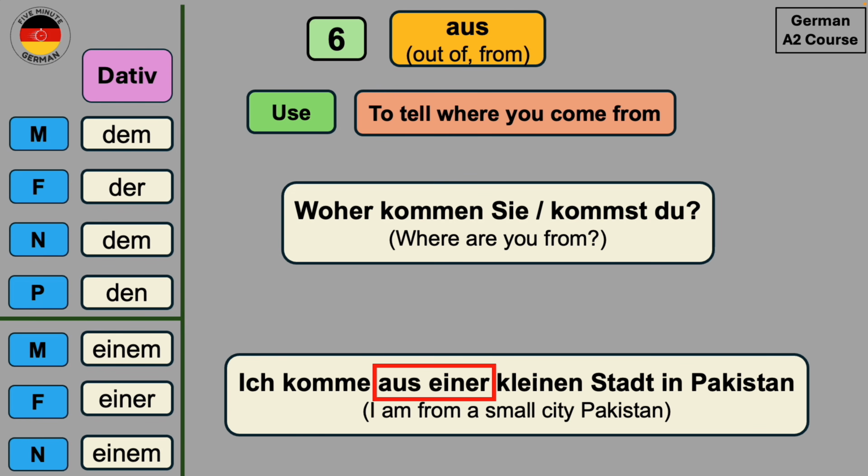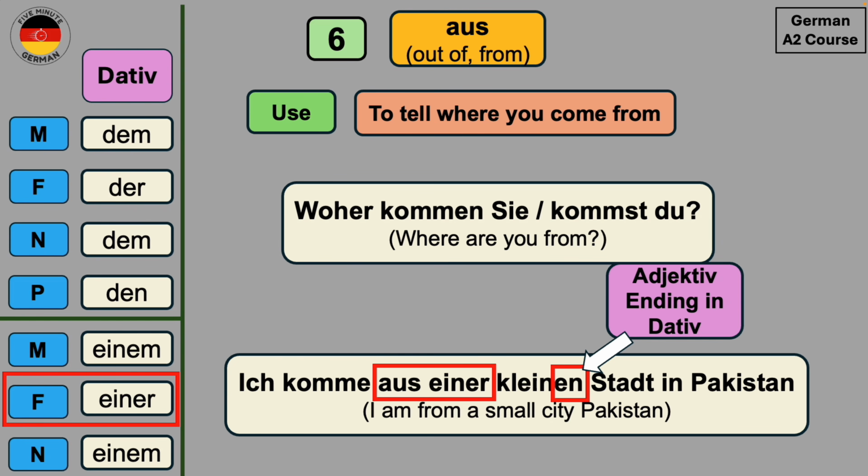And Stadt is die Stadt. That's why we use einer, which is the feminine indefinite dative article. And we also use the ending en after klein. And this is the adjective ending in dative. So whenever you have an article before the noun as well as an adjective, then you always use en as ending for the adjective in dative.